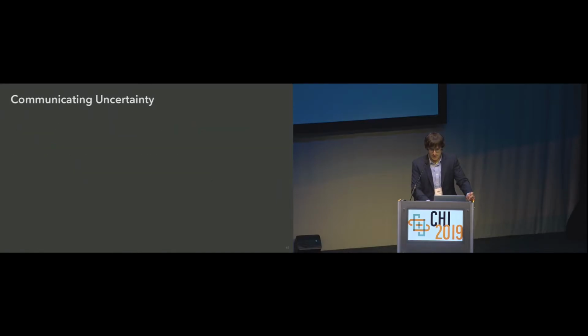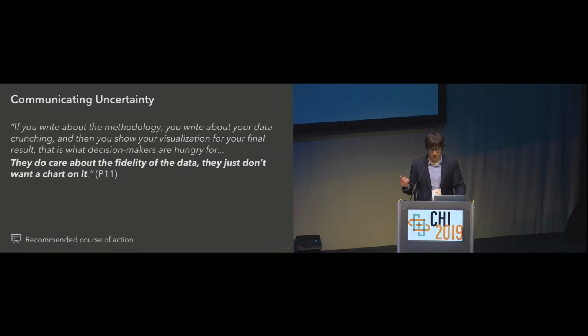A third major set of challenges are around how researchers present uncertainty information to stakeholders. Consider another quote from an interviewee in the Navy describing what decision-making officials expect from uncertainty communications. He says that decision makers do care about the fidelity of the data, they just don't want a chart on it. However, by de-emphasizing this information to satisfy a lack of tolerance for ambiguity and risk, researchers may be suggesting that inferences have greater credibility than they do.